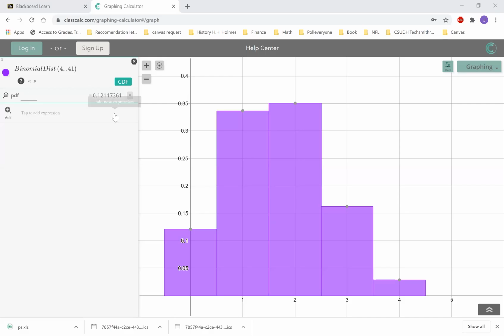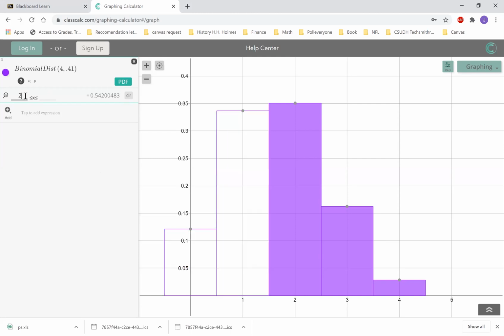Whenever you want to find a range of numbers, like when x is equal to 2, 3, and 4, you want to use CDF. The cool thing about CDF is that it lets you pick what the lowest number is and what the highest number is. In this scenario, what was the lowest number that we said x could be equal to? 2. So you put 2 right here.